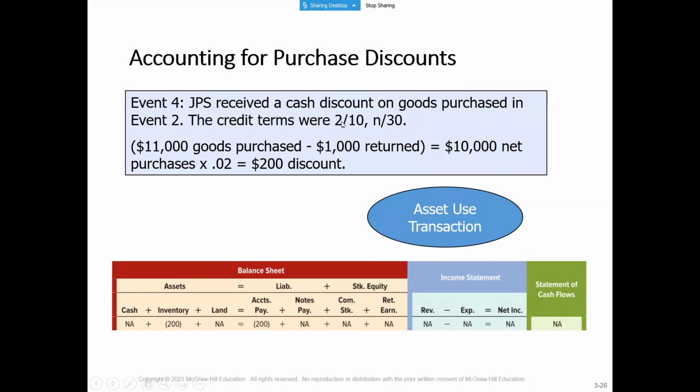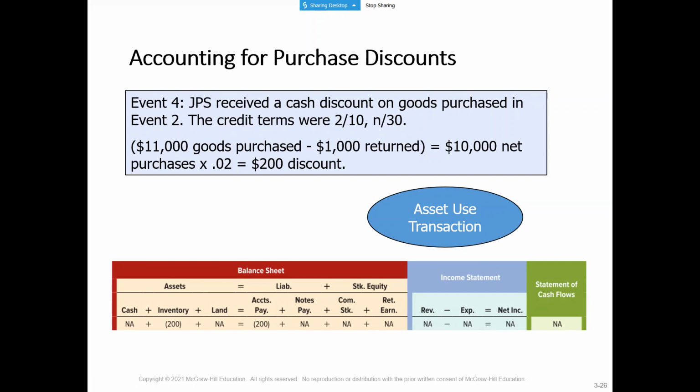So again, that 2/10: the 2 is the percentage of discount being offered. 10 is the number of days between purchase date and payment that you have to pay for the goods in order to earn that discount. The N stands for net, meaning the net invoice is due then within 30 days. You do not have to take a discount. It's not all or nothing.